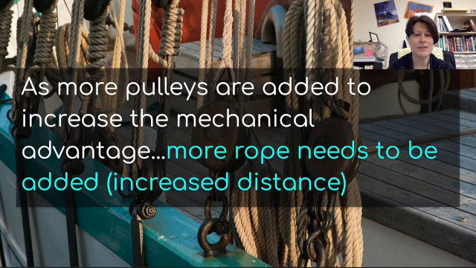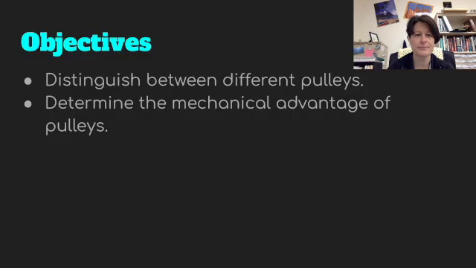So, as more pulleys are added to increase the mechanical advantage, more rope needs to be added because this increases the distance. Remember, we talked about with simple machines that if you're going to use less force, you have to add distance. And so, because you're using less force, you have to increase the distance in order to do the same amount of work. That's just how it works.